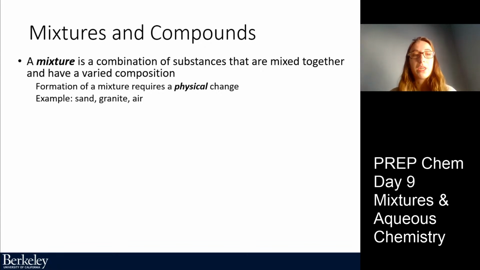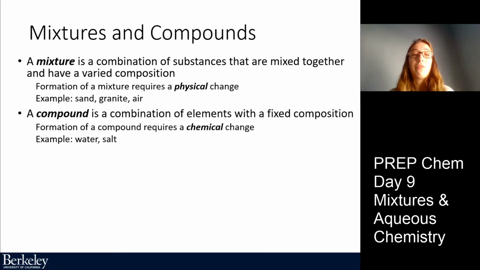For example, some types of mixtures are sand, which is a mixture of a bunch of different kinds of particles, but they're all just physically mixed together. Or you could have granite. If you look at a granite countertop, you can see all the different specks inside of it, and those are all different substances that have been mixed together. And then you also have air, which is all around us, and is made up of mostly nitrogen and oxygen, and then a lot of other gases too.